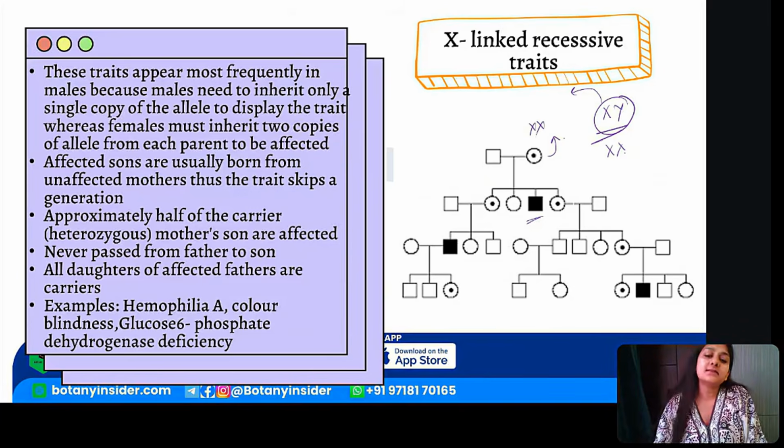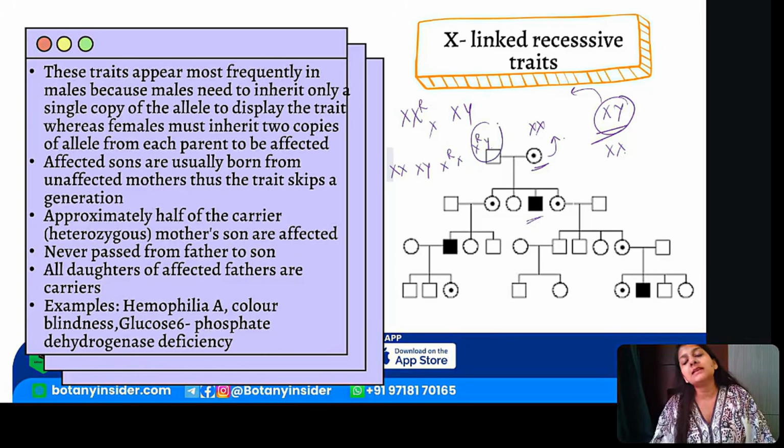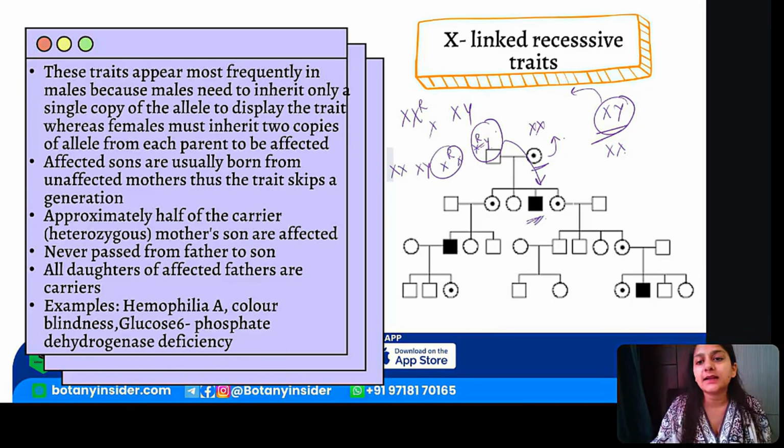So let's draw it here only. You have XX and XY, female and male, and it is a carrier. Carrier means, let's write down R over here, right? Now in the next generation, you get XX, you get XY, you get XRX, and you get XRY. In the situation where only a single X is there and Y is there with the recessive allele, in that scenario you'll get to see the impact being there. Otherwise, one of them will be a carrier and the other two will be the normal ones, right?